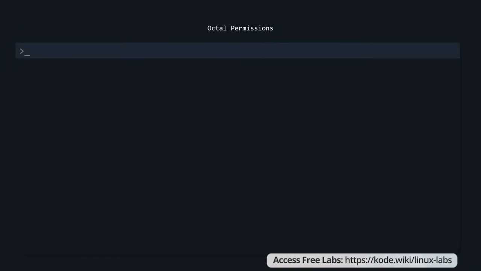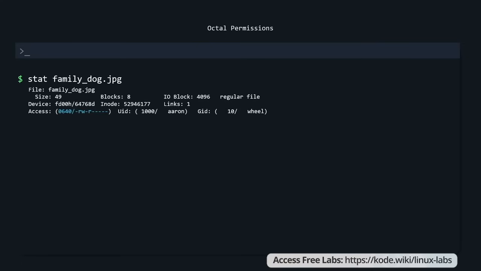Chmod supports another way to set and modify permissions, and that's through octal values. First, let's look at another command that shows us permissions, and that's the stat command. So we could do stat family_dog.jpg. And here's the list of permissions displayed by stat. We can see that rw-r-----, has an octal value of 640.